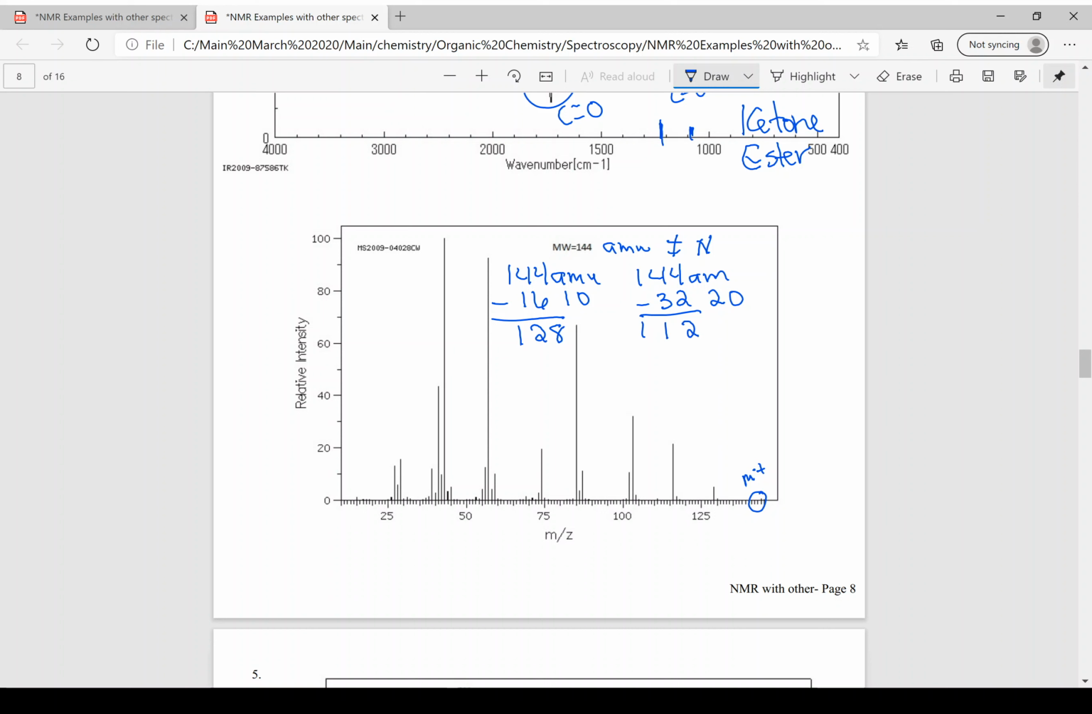All right, if I only do 1, let me see. How many carbons could I do in there? That is an awful lot of carbons. I'm going to go to the smaller number here, 112. Let's do 8 carbons. 8 times 12 is 96. So 112 minus 96 is 16 hydrogens. Okay, that seems reasonable to me. So C8H16O2.